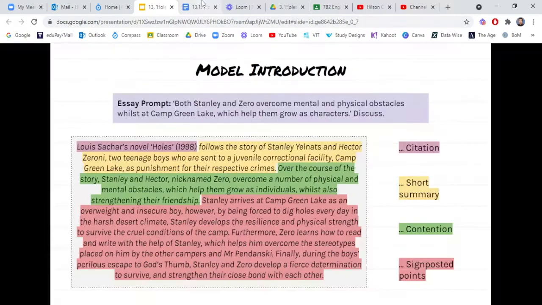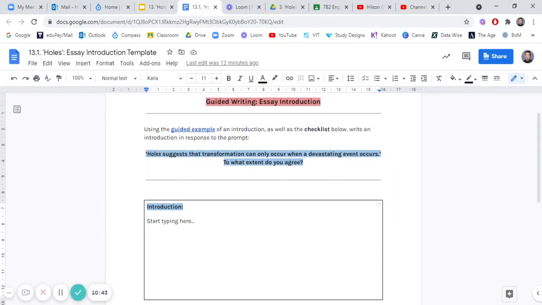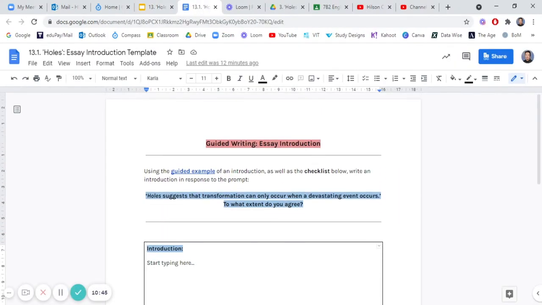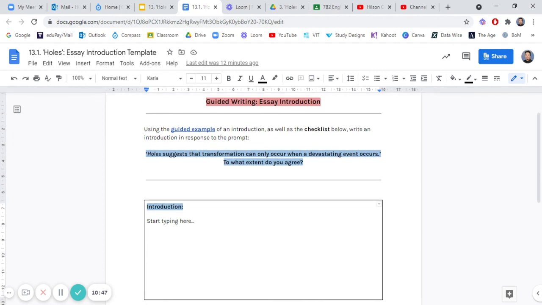Your job for me today is to head to this document, which I've posted on Google Classroom, and I want you to write now an essay introduction in response to the topic that you guys have been planning and unpacking individually, which is: Hall suggests that transformation can only occur when a devastating event occurs. To what extent do you agree?